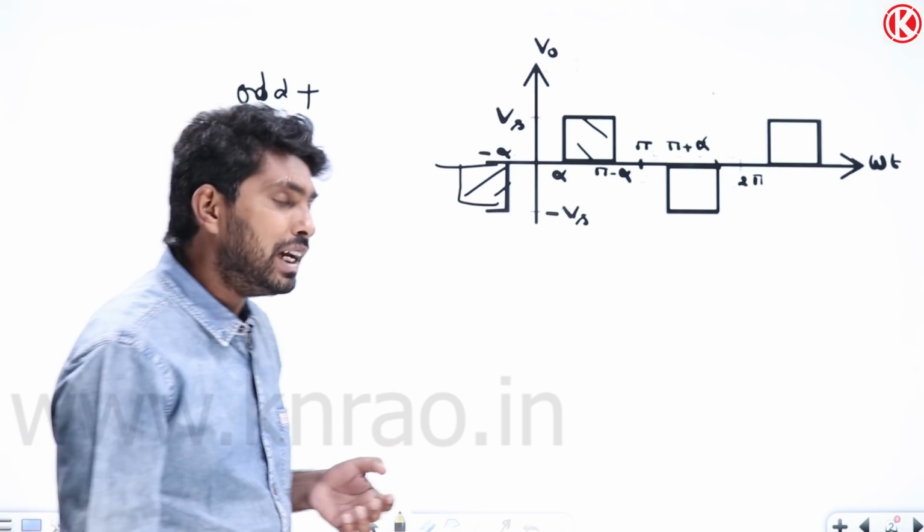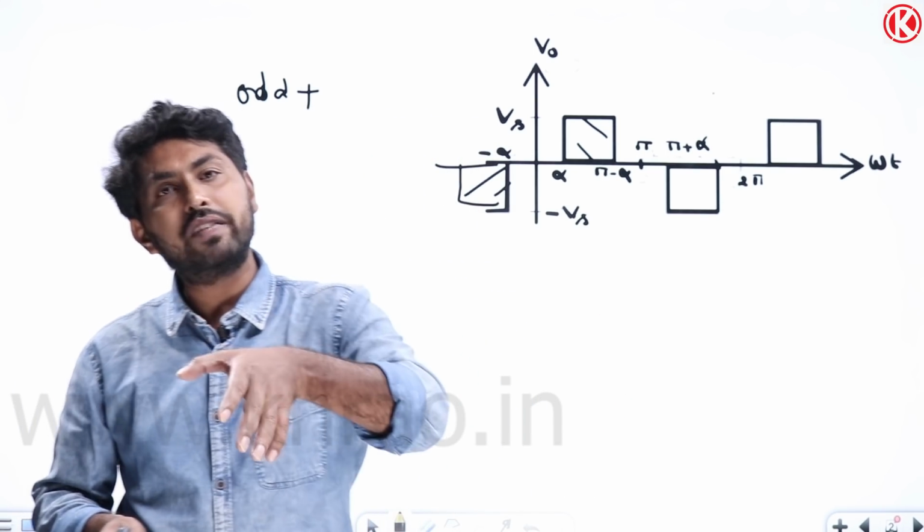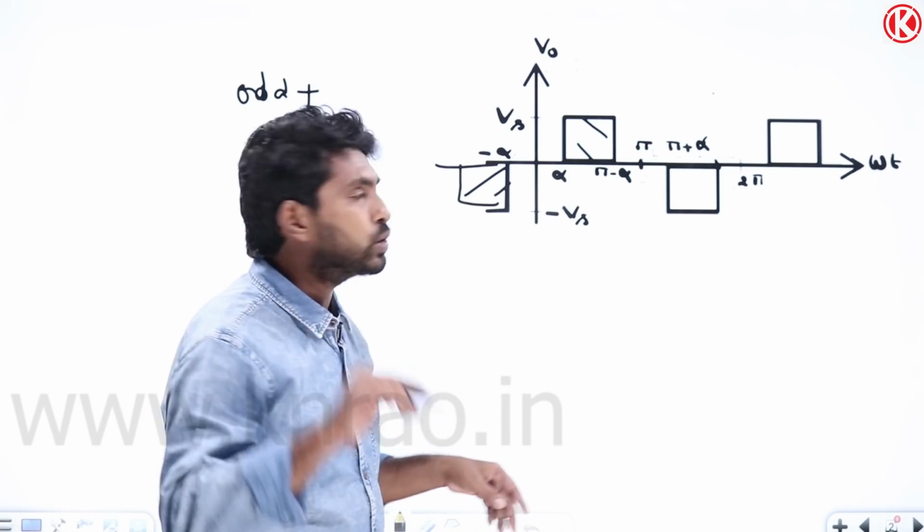What is quarter wave symmetry? x(90 - θ) = x(90 + θ), and x(270 - θ) = x(270 + θ). So let me verify these two conditions.